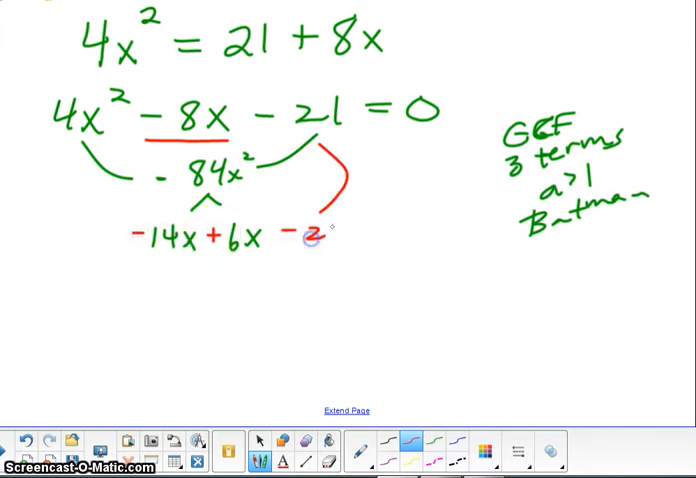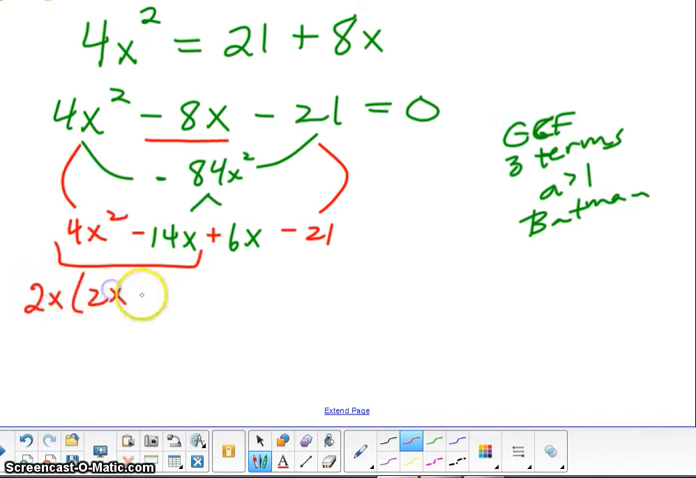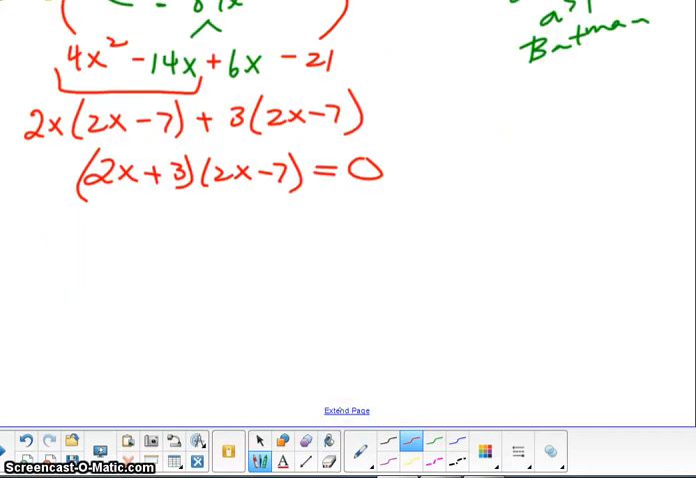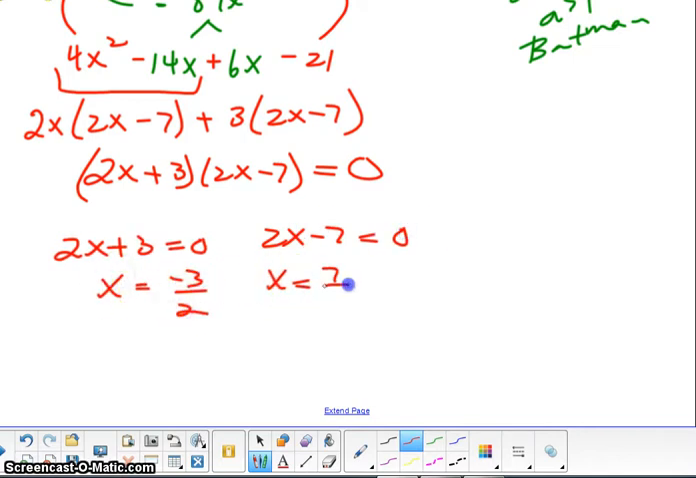And then we're going to bring down the negative 21, and we're going to bring down the 4x squared, and then solve by grouping. What's in common here is 2x, leaving 2x minus 7 left over. And what is in common here looks like a 3, leaving us with 2x minus 7 again, which is good because now it's going to factor nicely into 2x plus 3 and 2x minus 7. So now we bring back the equals 0, and then use the zero product property for each one of them and solve for x. So you end up with x equals negative 3 halves and x equals 7 halves.